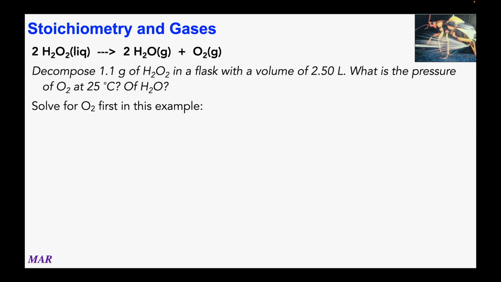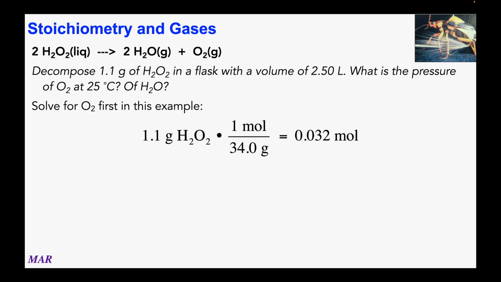So in this problem, we're going to take the grams of reactant and figure out the pressure of our products. And again, you could find the pressure of the water first or the pressure of the oxygen first. It doesn't really matter. I'm going to solve for the pressure of oxygen first. You don't have to, but that's what I'll do here, and I'll show you how this works. So grams of reactant into moles. Hydrogen peroxide is about 34 grams per mole, so that's 0.032 moles H2O2.